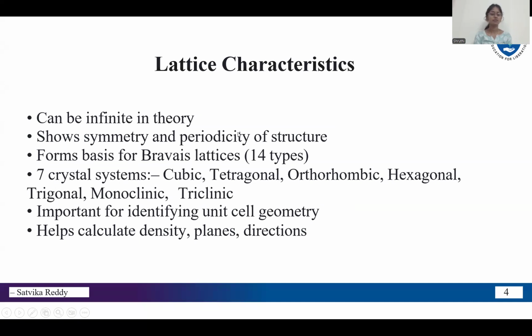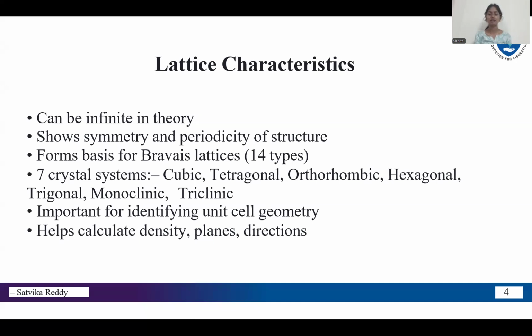Lattice characteristics. It can be infinite in theory, shows symmetry and periodicity of the structure, and forms the basis for the Bravais lattices: 14 types in 7 crystal systems: cubic, tetragonal, orthorhombic, hexagonal, trigonal, monoclinic, triclinic. It is important for identifying unit cell geometry. It helps calculate density, planes, and directions.